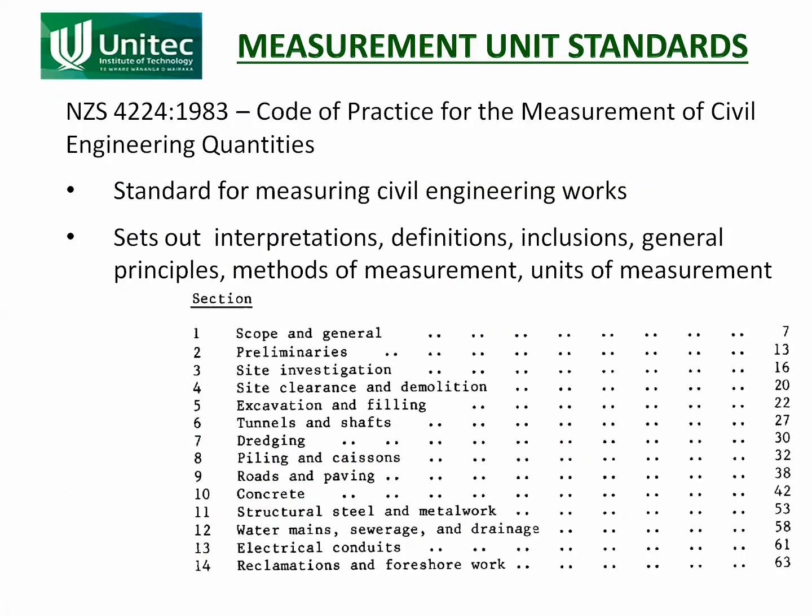Now, there are some New Zealand standards which tell you what you need to use when you're doing measurements. So it's not a matter of thinking, oh, we're doing topsoiling, is it square meters, is it cubic meters? This standard tells you what you're supposed to use. So it's NZS 4224 1983, Code of Practice for the Measurement of Civil Engineering Quantities. It's the standard for measuring the quantities. So if you have a look at that, it shows how you do it.